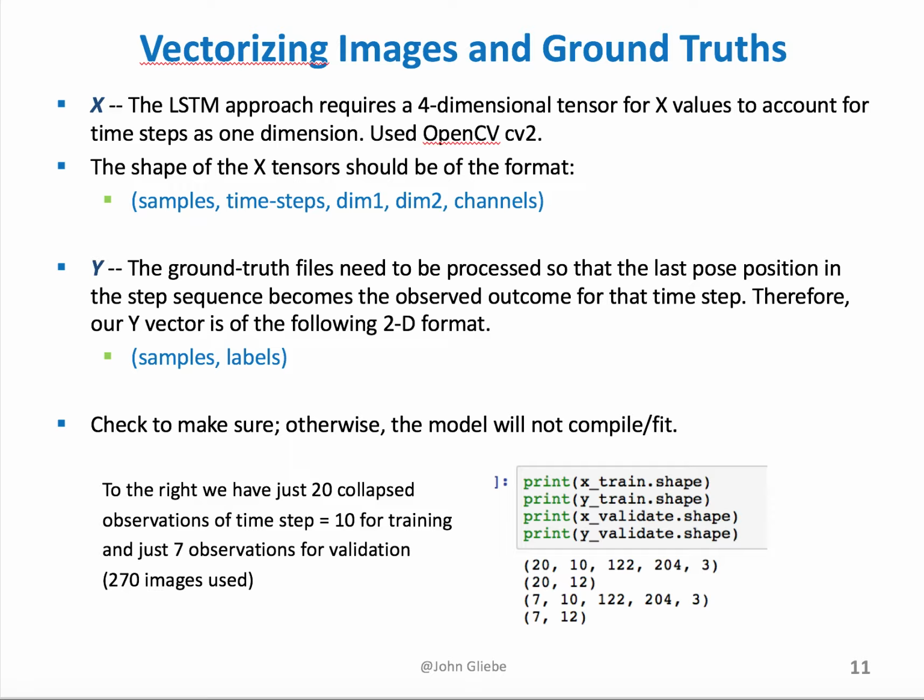Next, you need to vectorize the images and the ground truths. So for the X values, I used OpenCV2 on the images to create these four-dimensional tensors. The shape of the X tensor should be of the format samples, time steps, dimension 1, dimension 2, and channels. Ground truth files need to be processed so that the last pose position in the step sequence becomes the observed outcome for that time step. So with those, you collapse the time dimension. You wind up with just two dimensions, samples and labels.